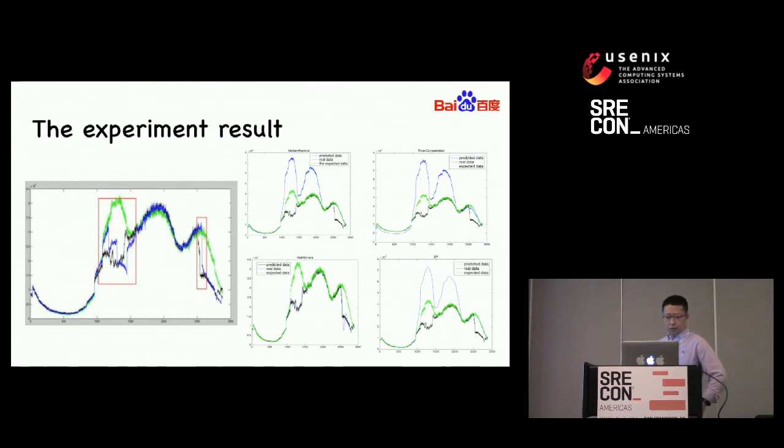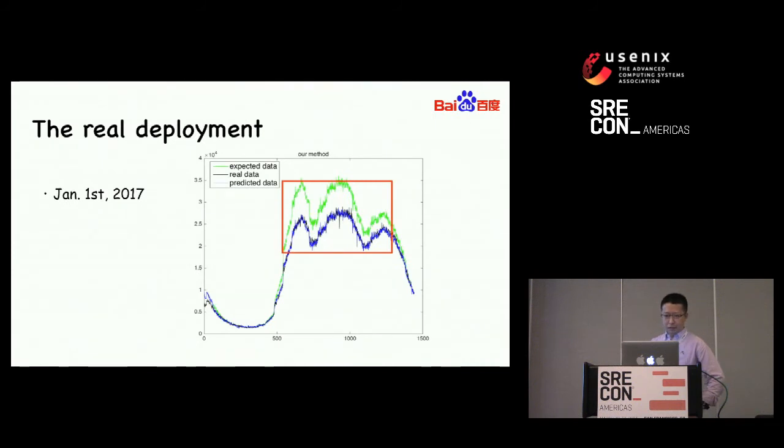So you can see the method is not perfect, but good enough to do the anomaly detection. Okay, so this is the final slide. This is copied from a real service curve in one of the Baidu services. The time is around the first of this year, New Year's Day. You can see our method, the blue line, and the black line are almost duplicated here, but the green line has a pretty large gap. So I think the result looks very promising.